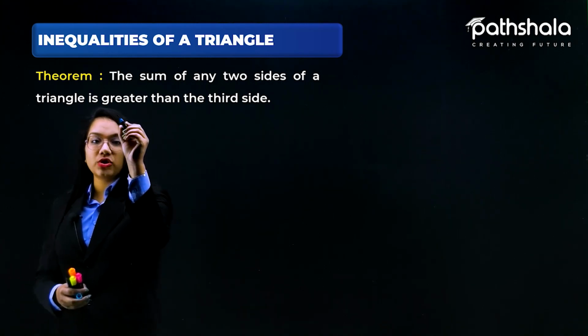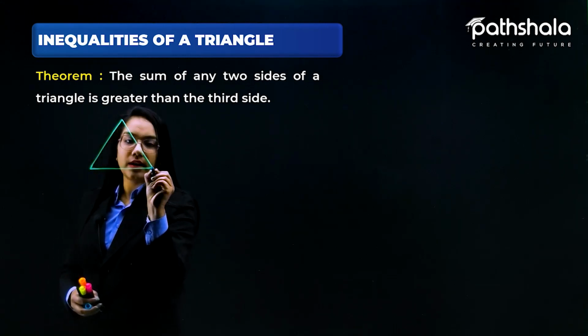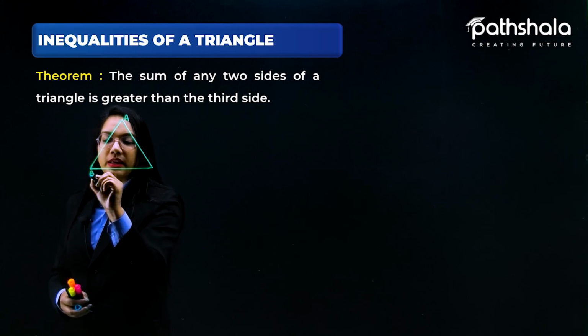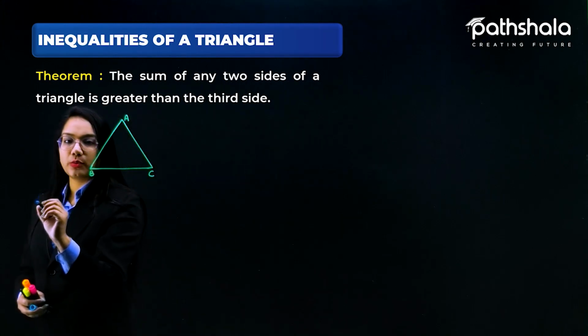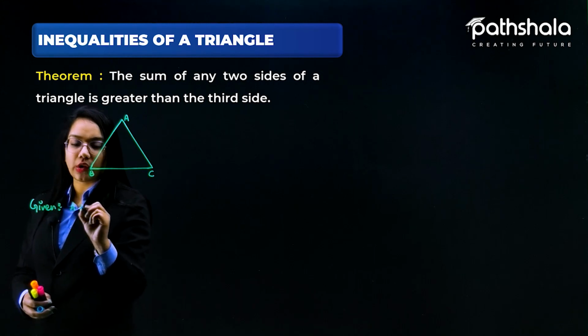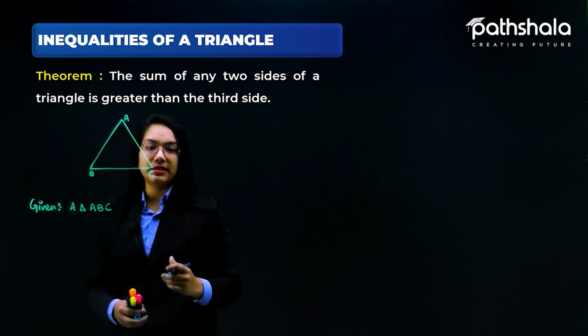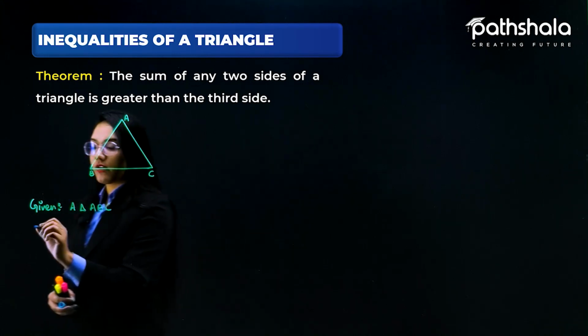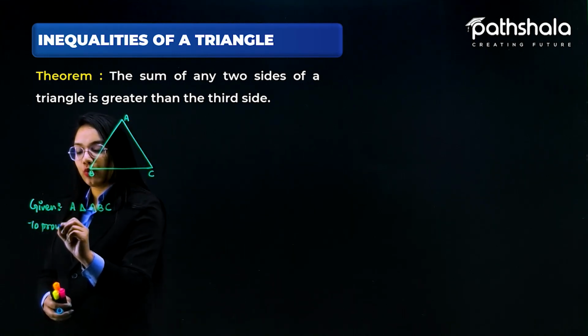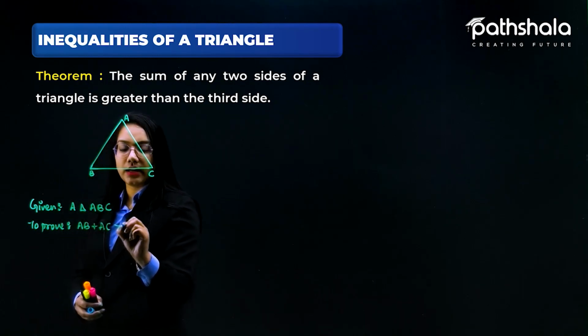Let us suppose I take a triangle here and write the given conditions. This is my triangle ABC. Given is a triangle ABC, in which we have to prove that AB plus AC is greater than BC.